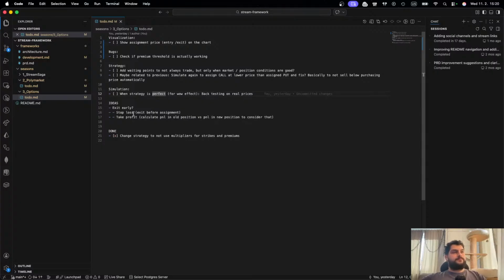I will just add here, for wow effect, or no. So we have some ideas about exiting early, stop loss and take profit. Okay, this also makes me think of an idea for a future iteration.